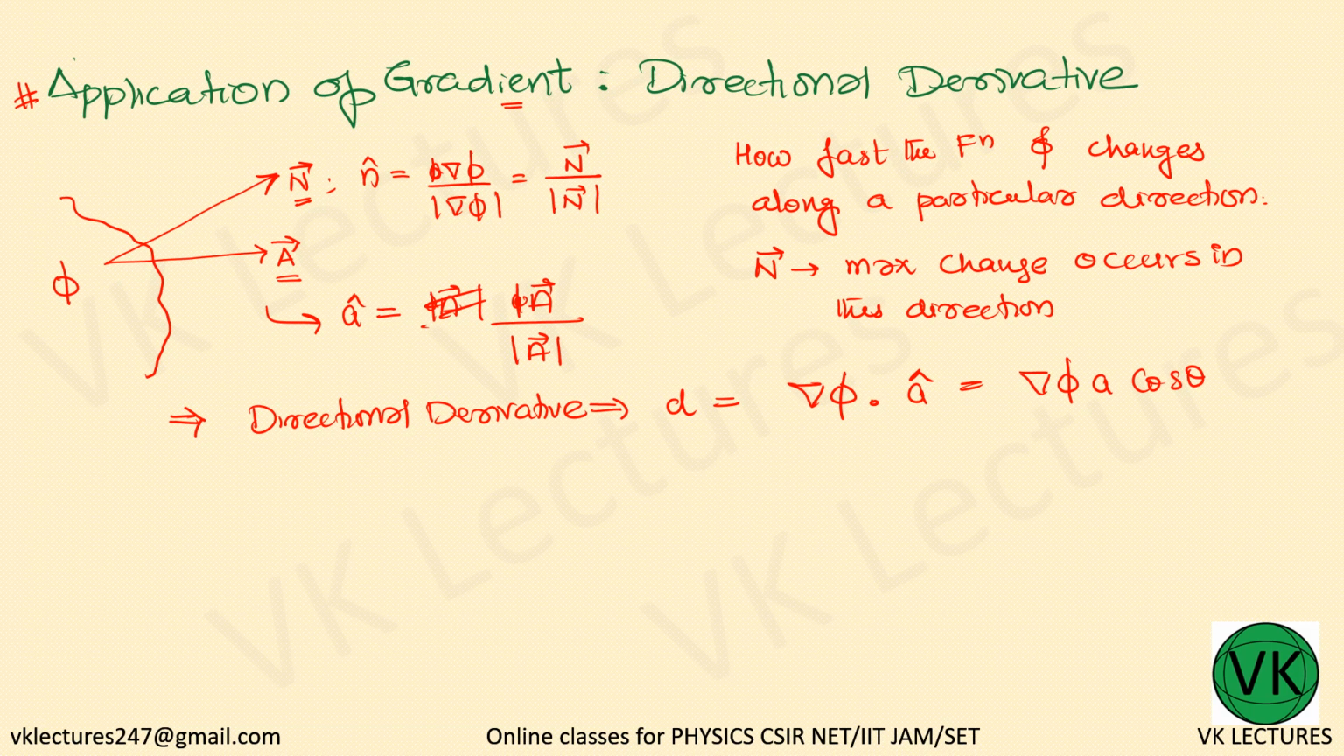Now what is this theta? Theta is the angle between del phi and A. Del phi is the n vector, A is this particular vector. So this is the angle between them, theta. So along the direction A, the change, the directional derivative, is magnitude of del phi times cos theta. Remember, A cap is a unit vector.